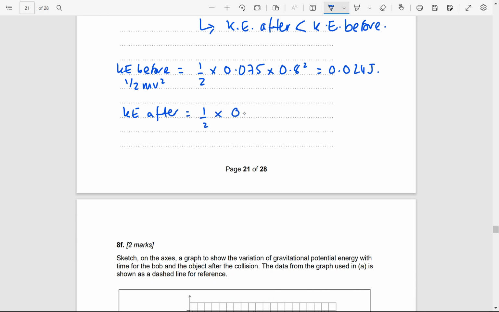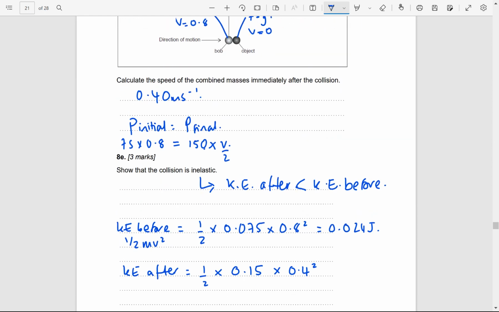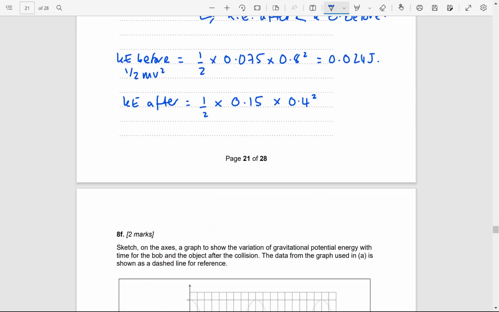The kinetic energy after is half times the bob and the object times their speed, which is, why was it a show that question? No, it wasn't a show that question. Right, okay. Which is 0.012 joules, which is quite handy actually, because you can see that we've lost half of the amount. So we've had a 50% kinetic energy loss. Therefore, it's inelastic.